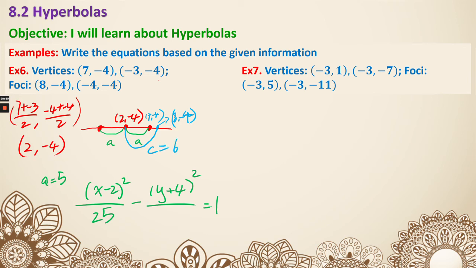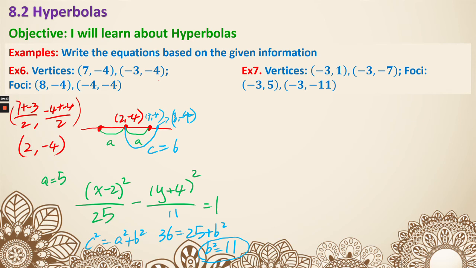So I can use that to find out what is my b. C squared equals a squared plus b squared. That means 36 equals 25 plus b squared. So my b squared would have to be 11. I don't even need to find the square root of 11 because I need b squared under the y. 11, right there. And there's my equation. So a simple diagram doesn't have to draw the curve or the asymptotes. The simple diagram is just indicating the relationship between a, b, and c. So moving on, example 7.